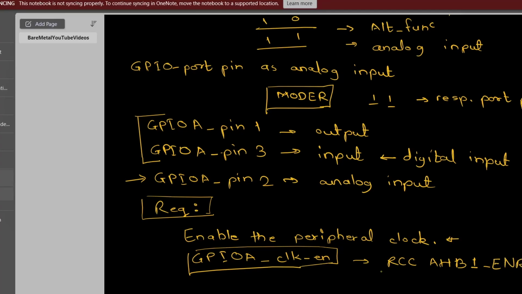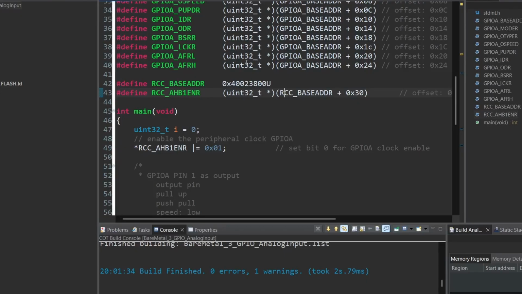In this register, this bit is present. Writing 1 to it will enable the GPIO peripheral clock. That's why we have taken this RCC AHB1 ENR. Now again, you will get in the user manual and from the datasheet, you can get the base address plus the offset for the AHB1 ENR.